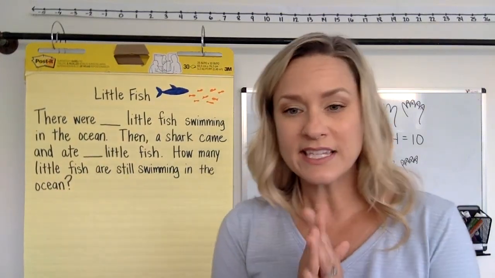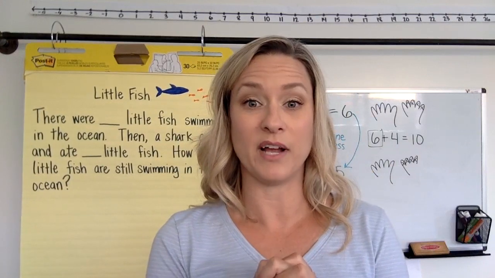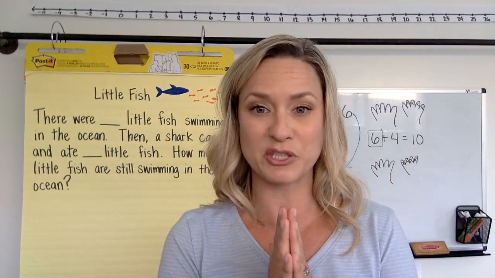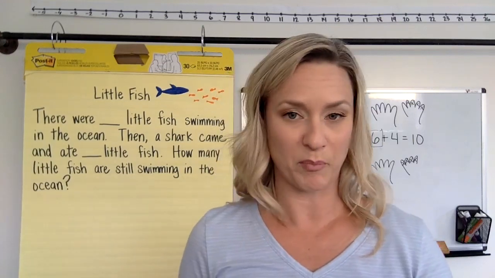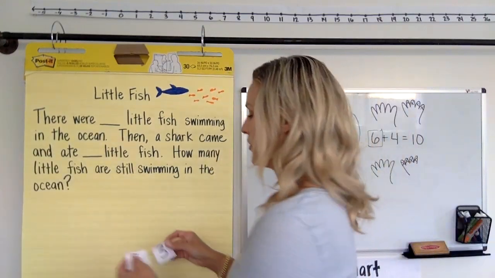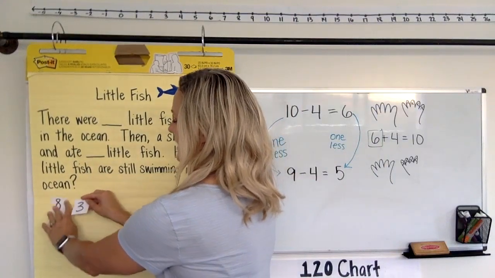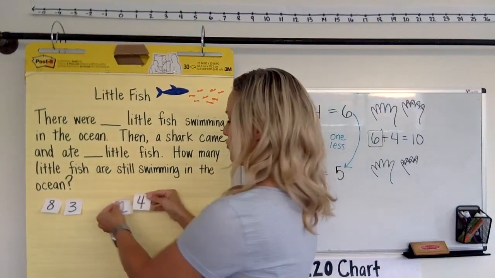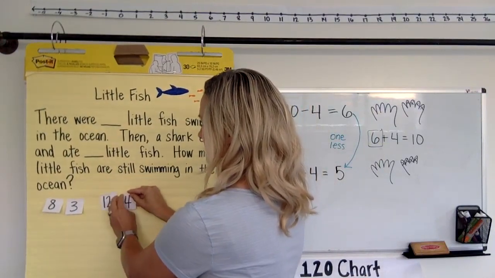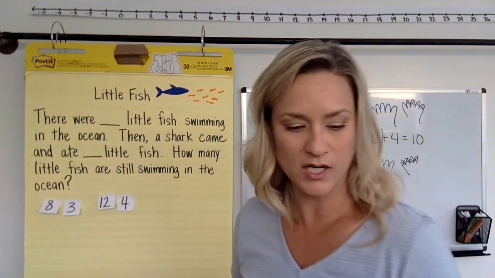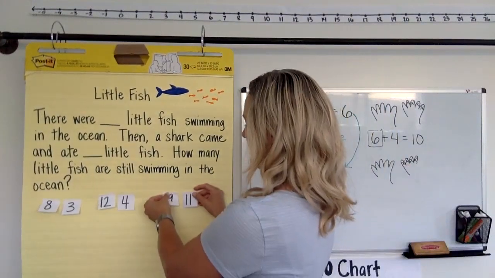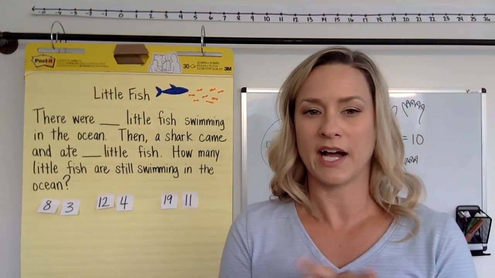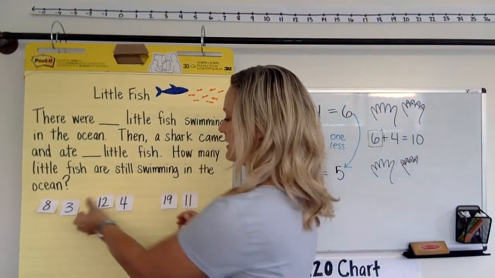All right, let's read this story back again, but I'm going to put in a number set. So I'm going to show you your just right number sets that you can choose from, and then let's choose one to put in to solve. All right, so maybe you'll choose 8 and 3, or maybe you'll choose 12 and 4, or maybe you'll choose 19 and 11.